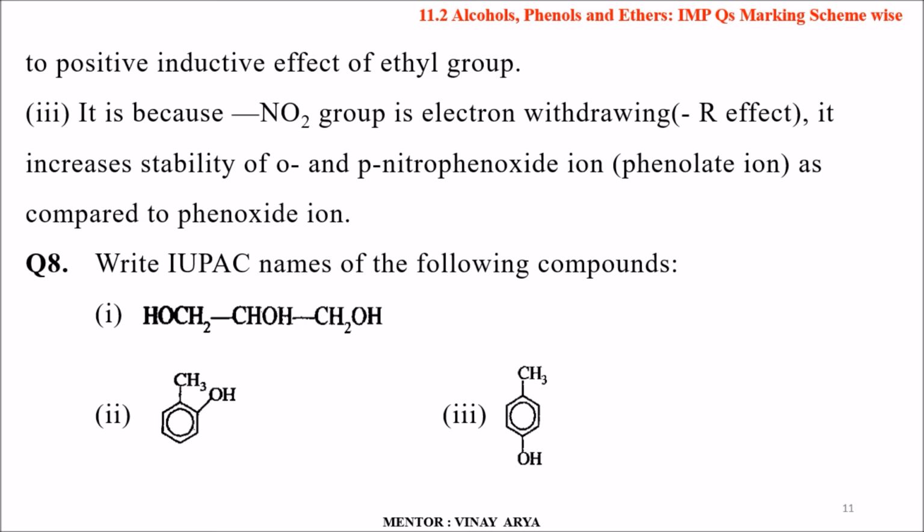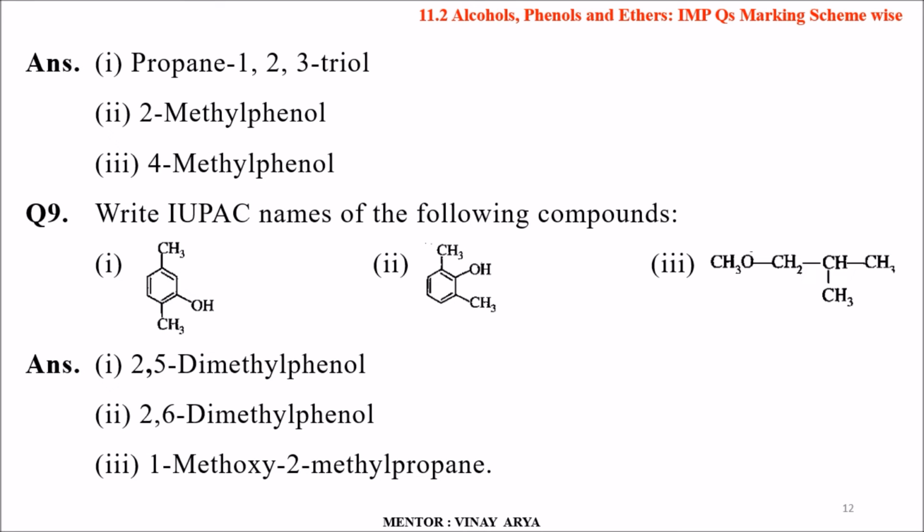Now in 8th question we have to write the IUPAC names of the following: OHCH2CHOHCH2OH, second is C6H4 with CH3 and OH, and third is C6H4 with CH3 and OH, but at 4th position. So the answer is, the first one is propane 1,2,3 triol, the second one is 2-methyl phenol, and the third one is 4-methyl phenol.